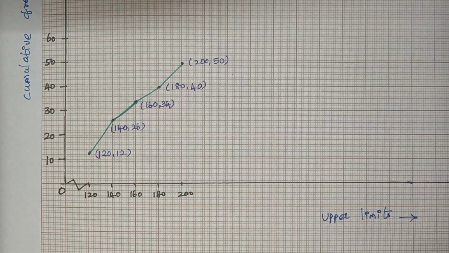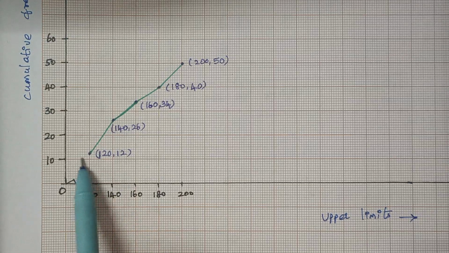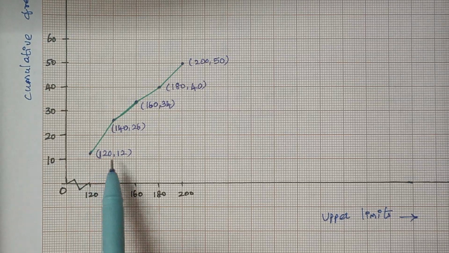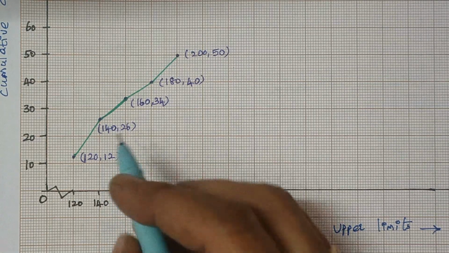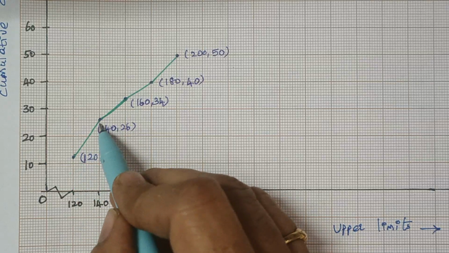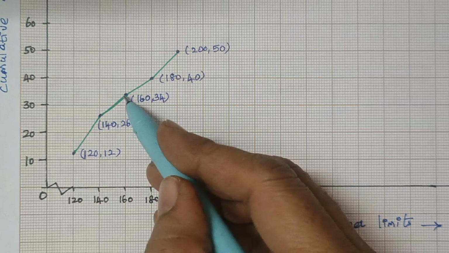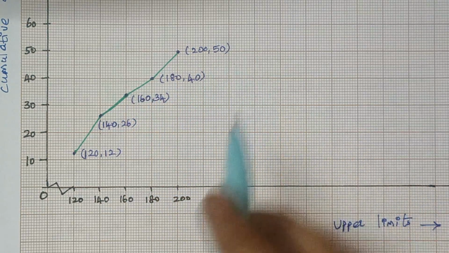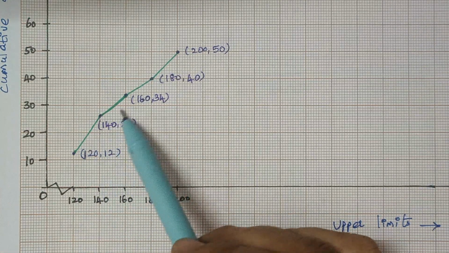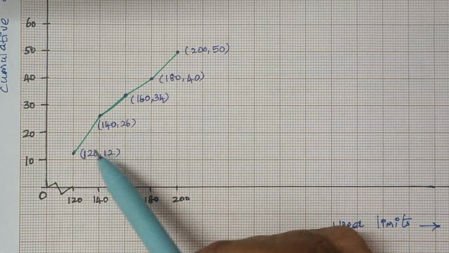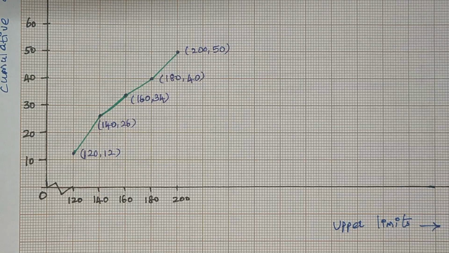Now we are going to plot all these values. Our first point is 120, 12. So this is our 120 and here it is 10. So 11, 12. 120, 12. Now the next point is 140, 26. Here it is 140 and it is 20, right? It is 25 and here 26. The next is 160, 34. The same way 160 and 34, and 180, 40, and 200, 50. After making all these points on the graph sheet, you have to join these points freehand. Once you draw, we have an ogive like this. So this problem is over. We will proceed with our next one.